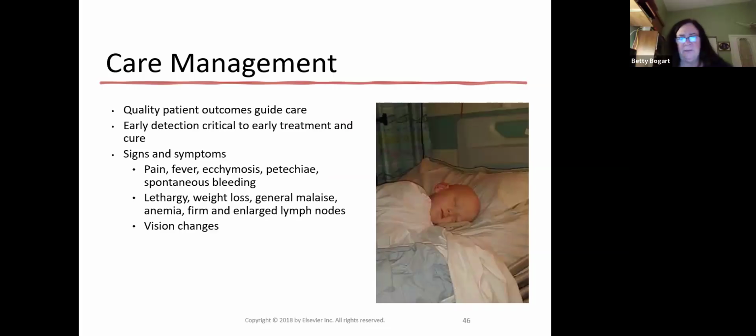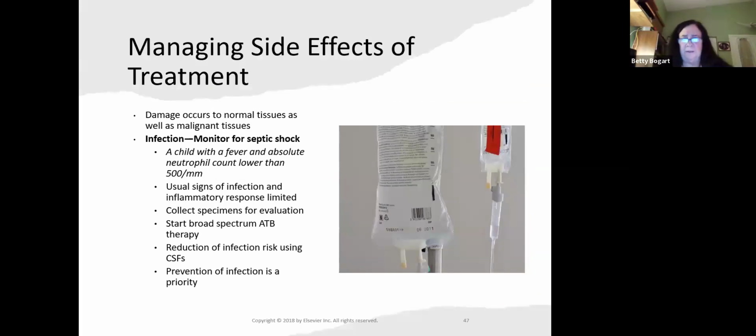We know the signs and symptoms. We've gone over it before with my friend that was the neighbor, who had pain, fever, ecchymosis, petechiae, and she was bleeding and she was tired and felt horrible. And that's what she came in with. Now, they hooked her up to all of that chemotherapy.